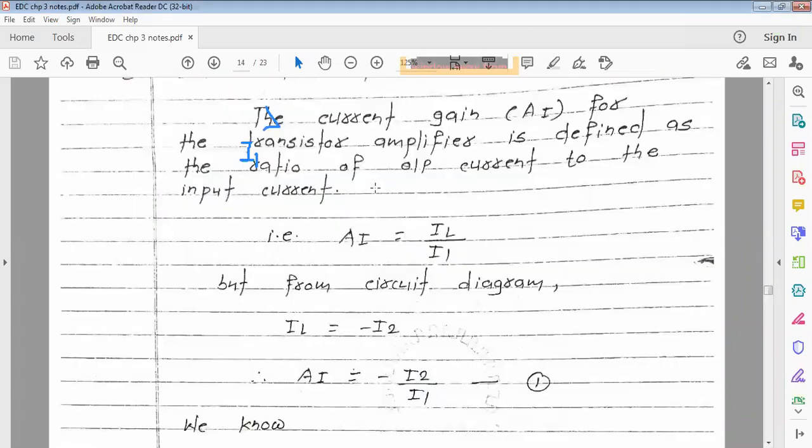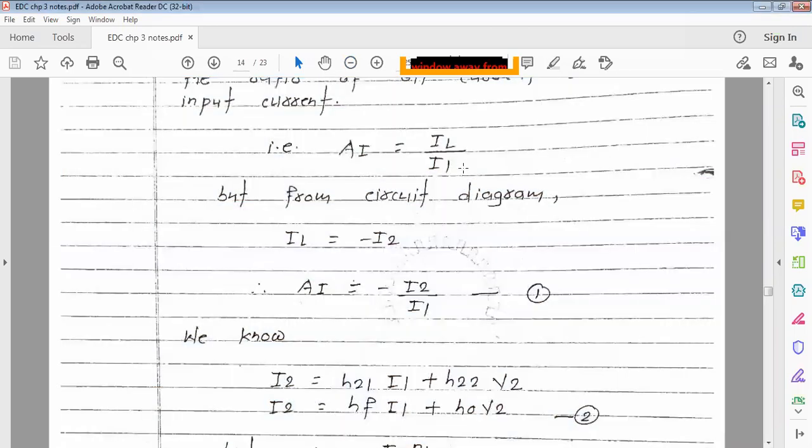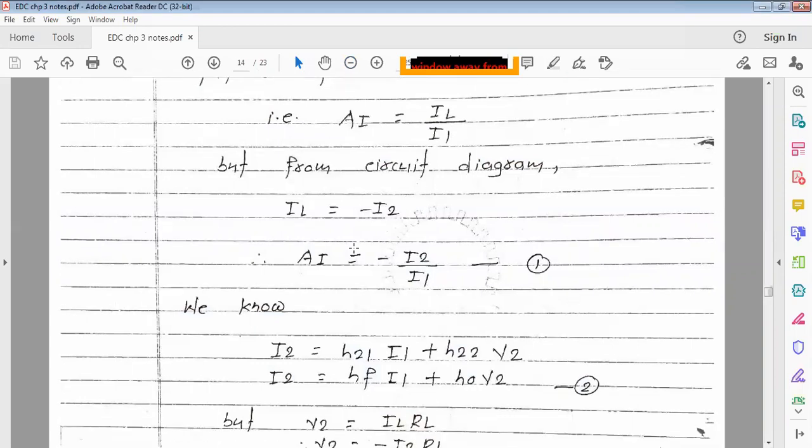See what we have to do. First step is to find out the current gain. How can we find out the current gain? Current gain is nothing but output current divided by input current. In our diagram, what is the output current? It is IL. What is the input current? It is I1. We know that IL is nothing but minus I2. So replace that: AI is nothing but minus I2 upon I1.